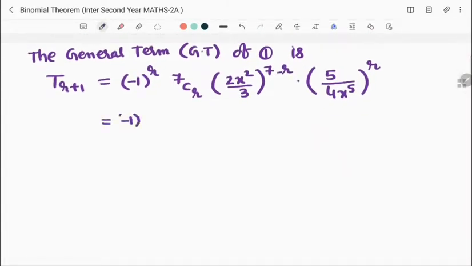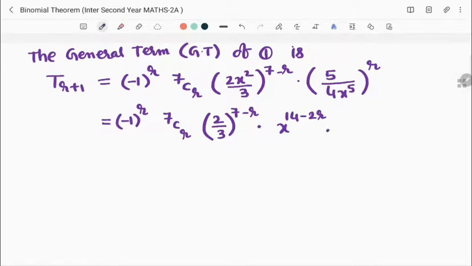Minus 1 whole power r, 7Cr, (2 by 3) whole power 7 minus r into (x square) whole power 7 minus r. So x power 14 minus 2r. (x square) whole power 7 minus r, so x power 2 into 7 minus r. 2 7s are 14 minus 2 into r. Into (5 by 4) whole power r into 1 by x. So x power minus 5 whole power r.